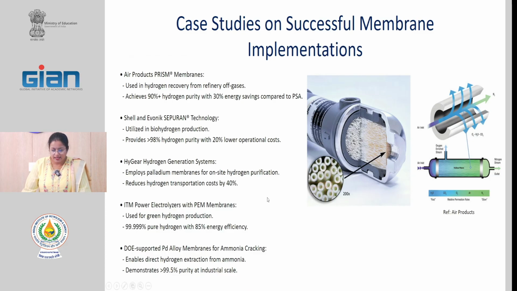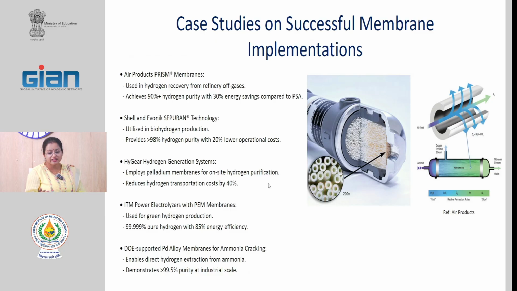Now let us see if there are any industries which benefited from the application of membranes in the energy sector. There is one product called PRISM membranes. They use membranes to recover hydrogen from refinery off gas. They have got hydrogen at 90% plus efficiency. They have got 30% energy savings, an improvement over the PSA method.